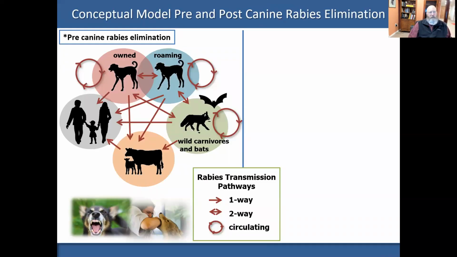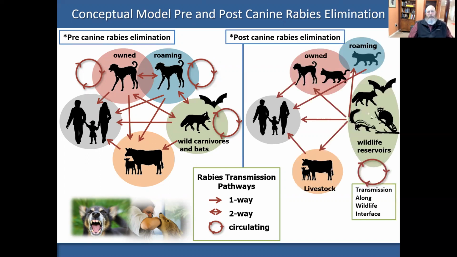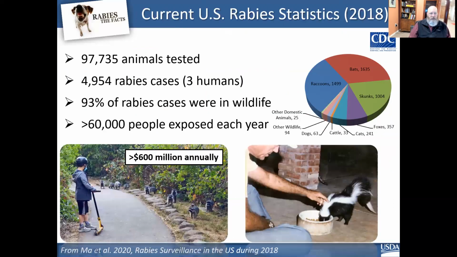So conceptually, when you have canine rabies, and before you eliminate it, rabies is circulating in the wild carnivores and bats and free roaming dogs, and in owned dogs. Post canine rabies elimination, we're really only having rabies circulate in the wildlife reservoirs, and that transmission happens along the wildlife interface. So that's where we want to manage, because we know we're still living in a sea of rabies in the United States. 93% of the rabies cases are in wildlife. We have about 5,000 confirmed cases each year and over 60,000 people that are exposed.